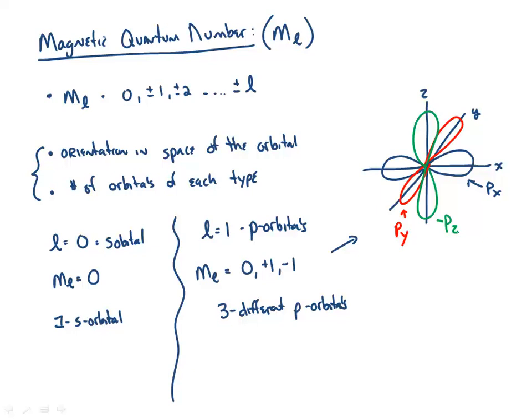Now I label them px, py, and pz. After this, we probably won't bother talking about which orientation they're in because we don't care in this class. We just care if an electron is in a p orbital. We don't care if it's in the px, py, pz. And in fact, it's pretty hard to tell which set of orbitals it's in.